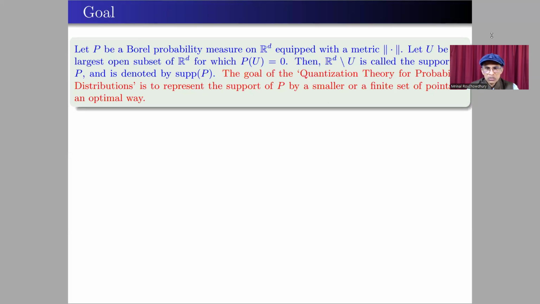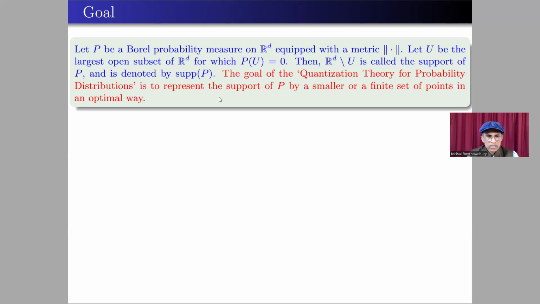Now, what is the goal of quantization theory for probability distributions? Let P be a Borel probability measure on R^D equipped with a metric, and let U be the largest open subset of R^D for which the probability of U is equal to 0. Then the complement of U, which is R^D set minus U, is called the support of P and is denoted by support P.